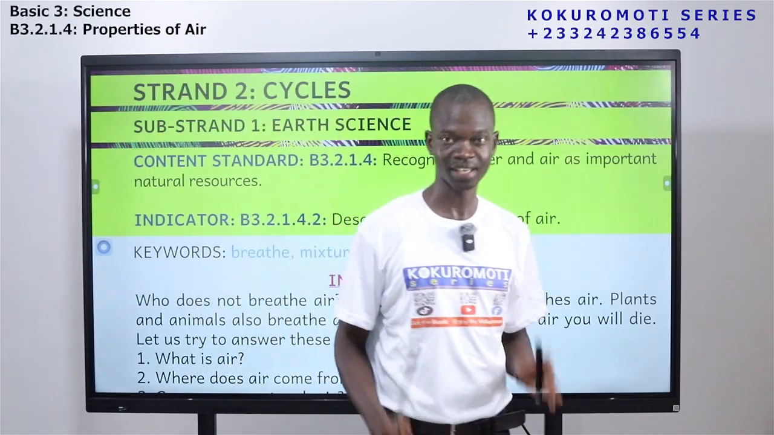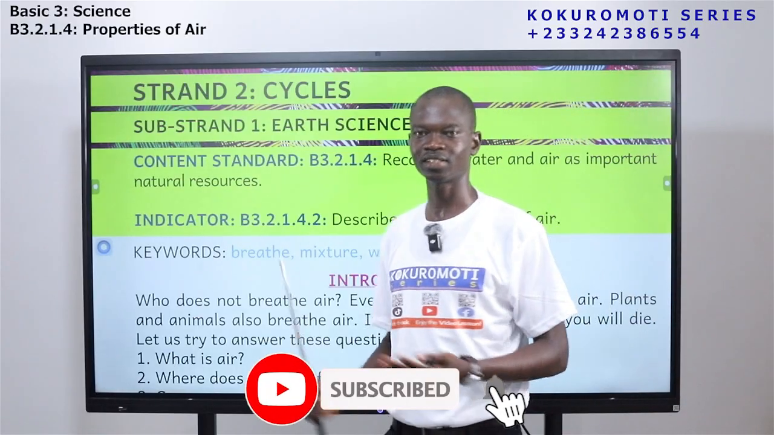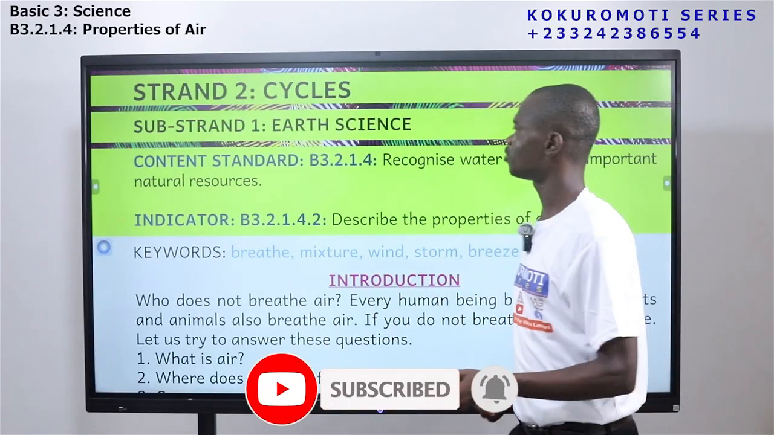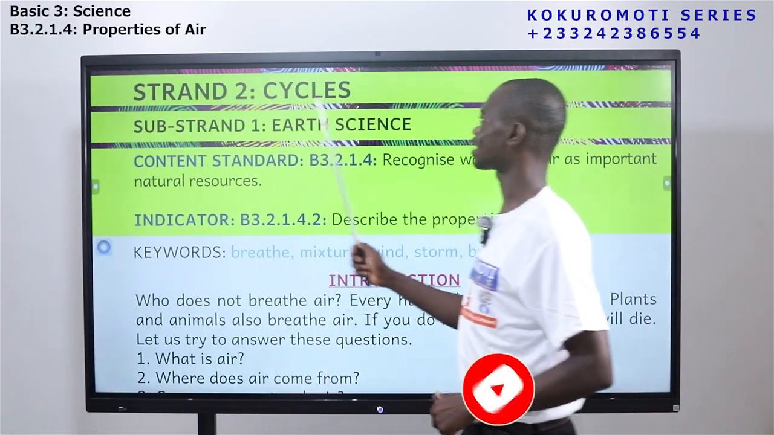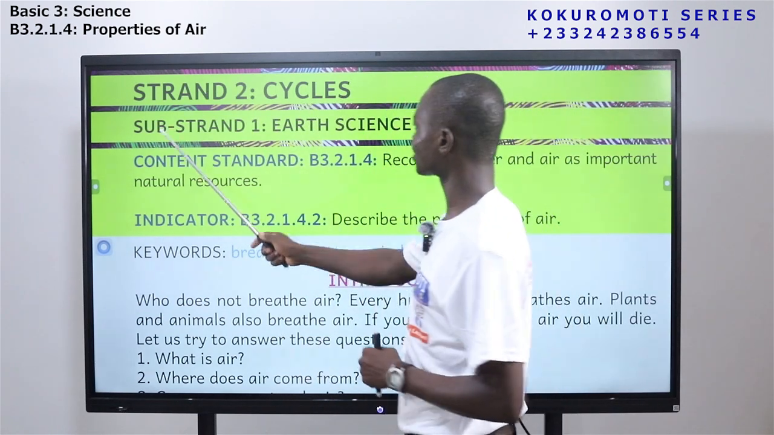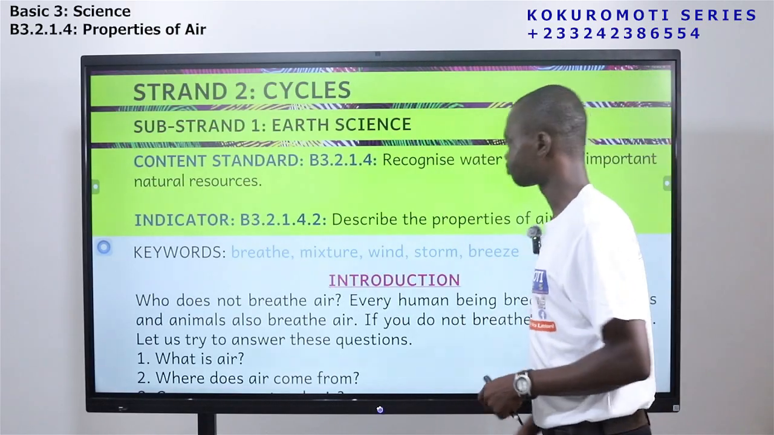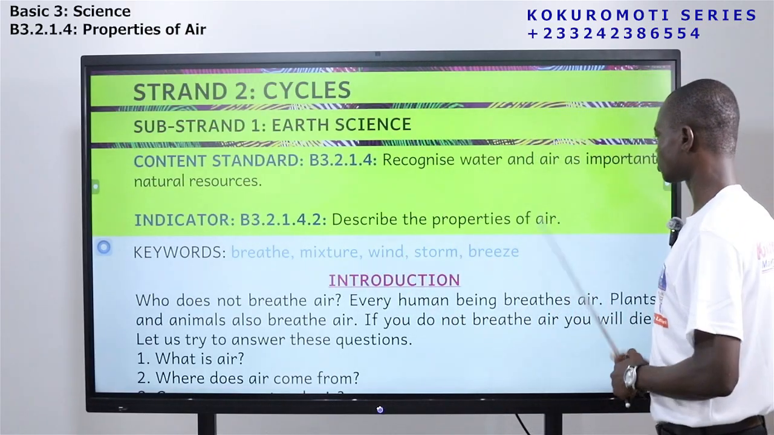Okay, so today we have science. Science for basic 3. If you are in basic 3, this lesson is for you. Today we are looking at strand 2, cycles. Under strand 2, we have substrand 1, earth science. The indicator: describe the properties of air.